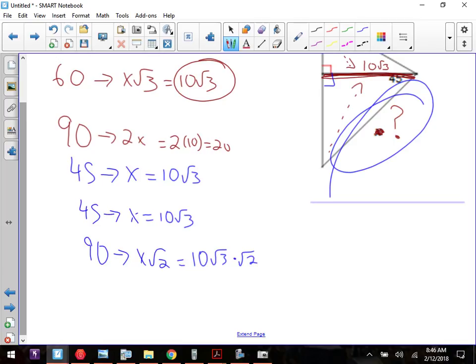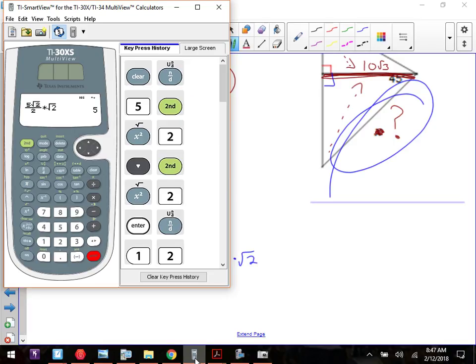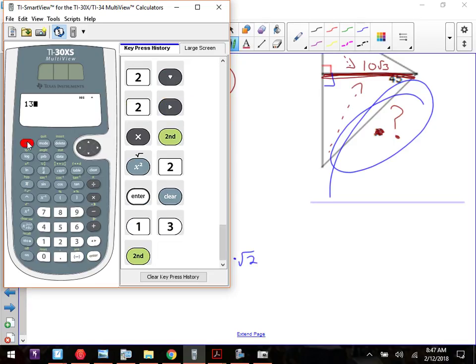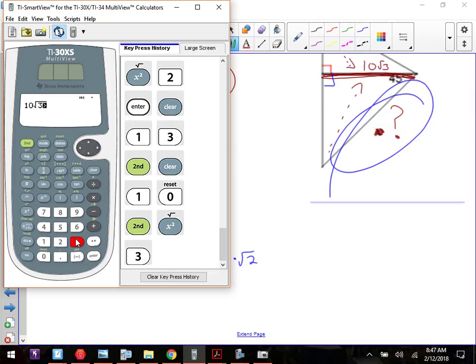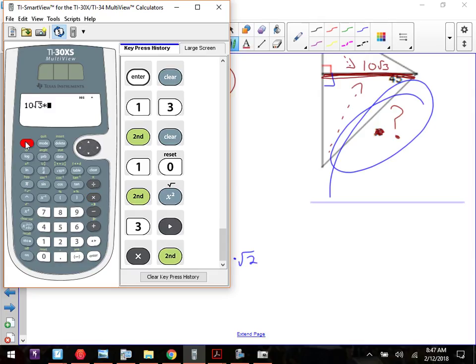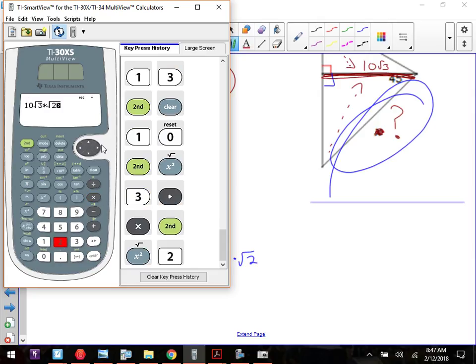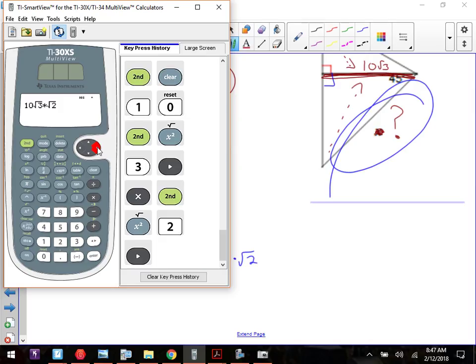Now, when you have that root 2 there, make sure that you hit the right arrow so that we get out of the radical, and we don't accidentally multiply 2 radicals together. So you'd write in 10 root 3 times root 2, and it would look literally like you just wrote it. You get 10 root 6, and it does it automatically. It's the idea that you're using both ratios to get you there.